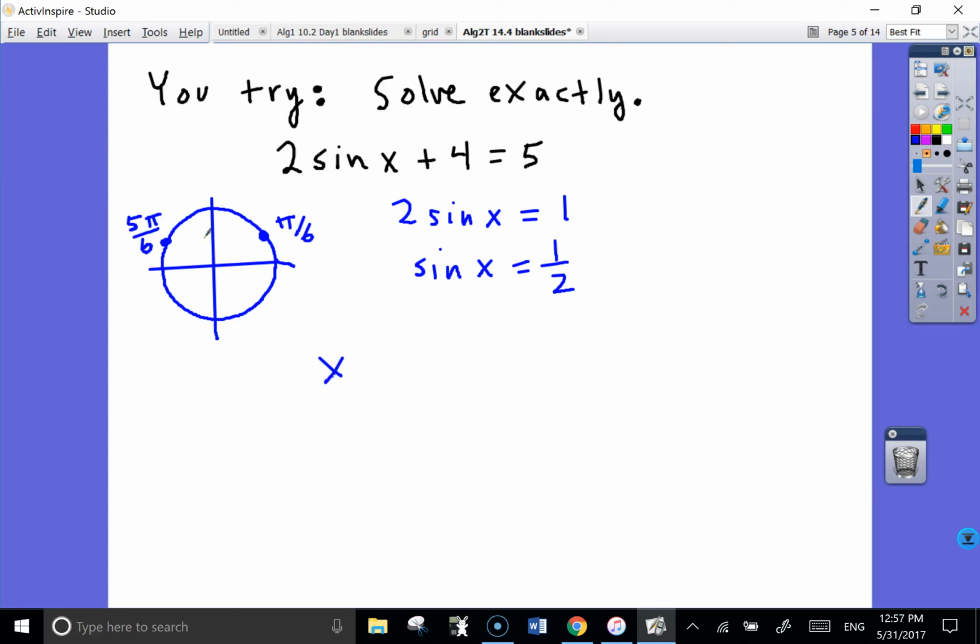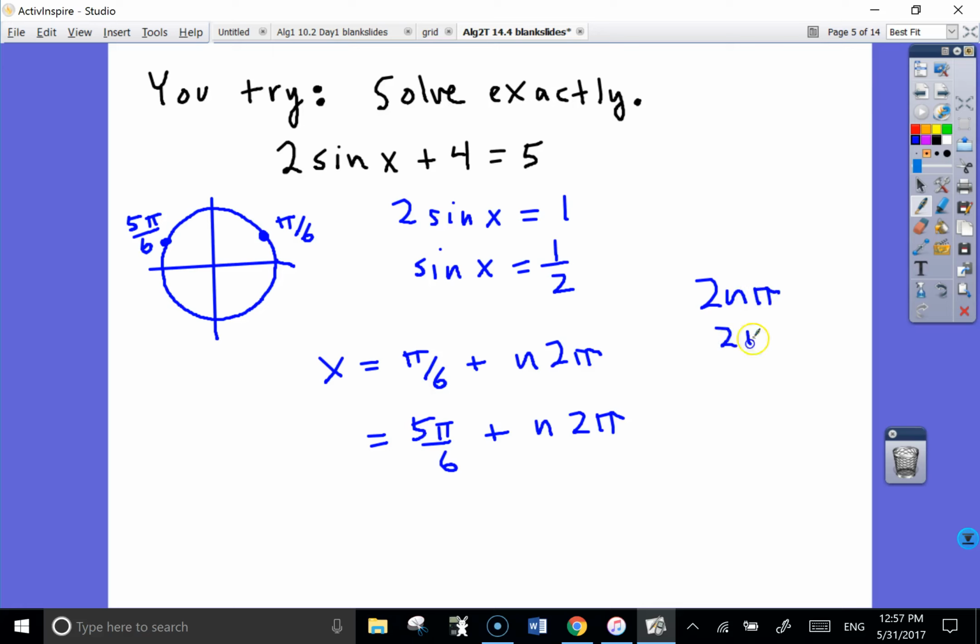So those are my answers. X equals pi over 6 plus n times 2 pi. X equals 5 pi over 6 plus n times 2 pi. Sometimes, I'm not sure about this book, they may actually write this n times 2 pi as 2n pi. I've seen them write it different ways. I kind of like saying n times 2 pi. I mean, it's like multiples of 2 pi. Seems to make more sense to me. Okay, so that is pretty basic.